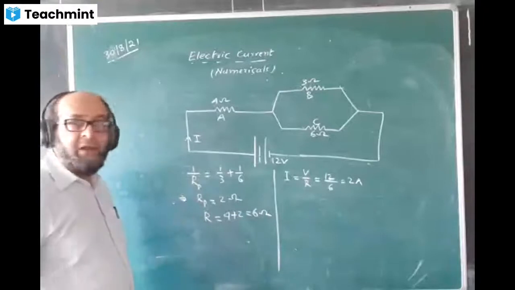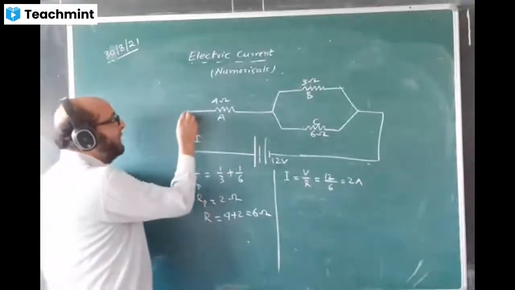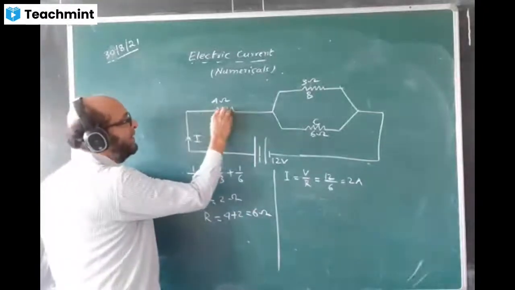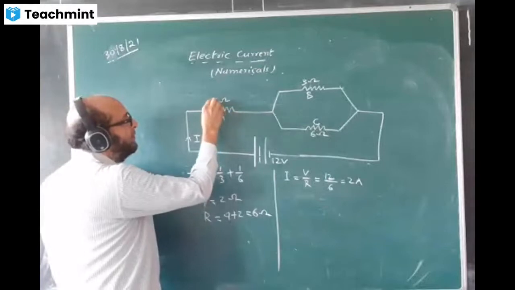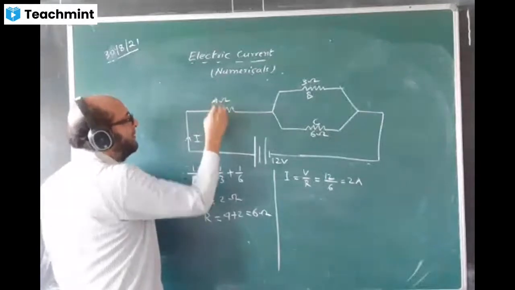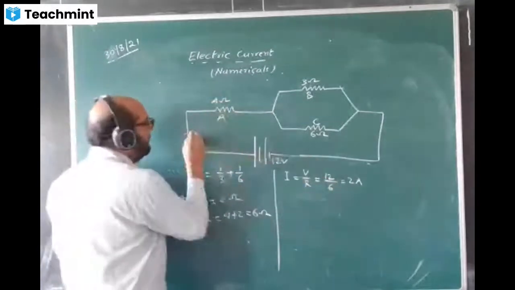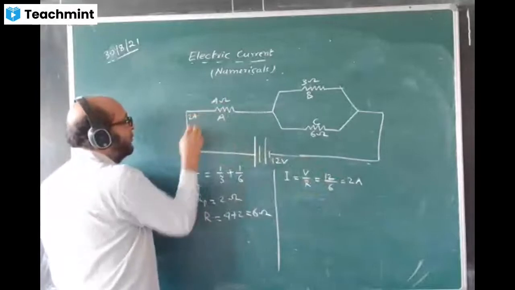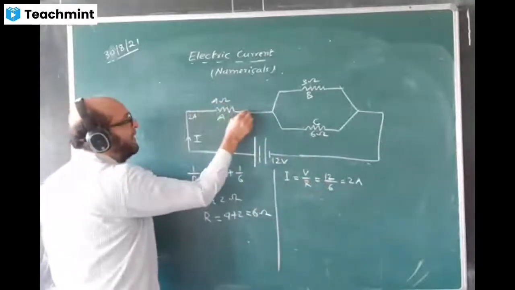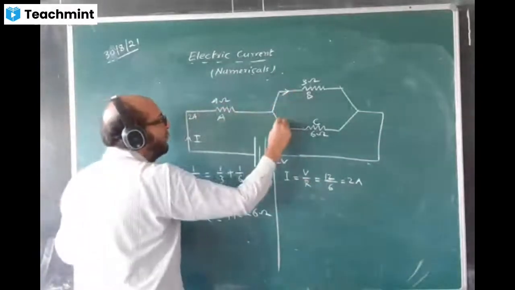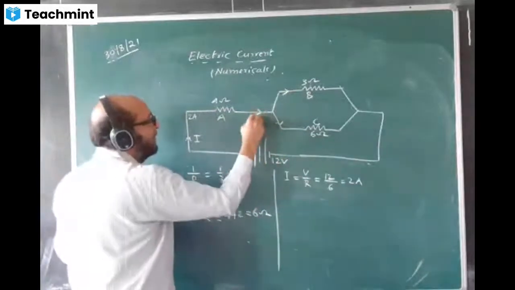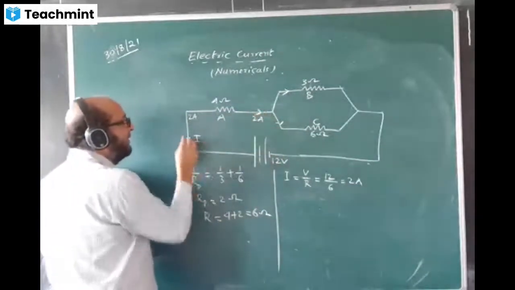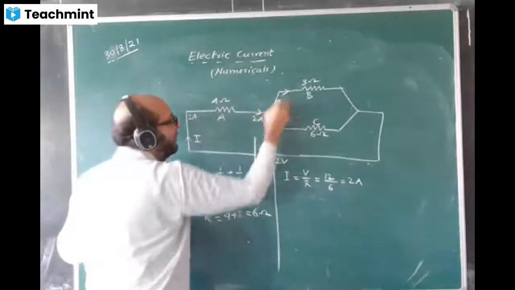Now we'll look at the circuit. This 2 ampere flows entirely without getting divided. We know the value of current here. How much is the current here? The same current, 2 ampere, is flowing here and flowing entirely up to this point, but here it divides into 2 branches.